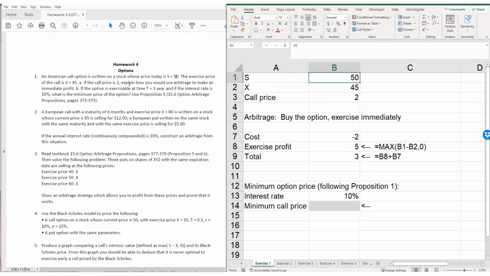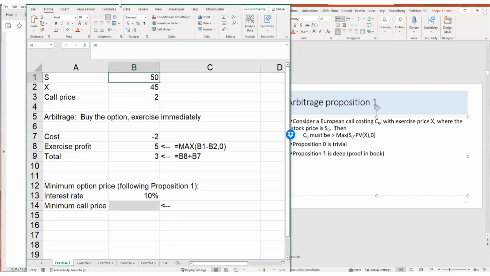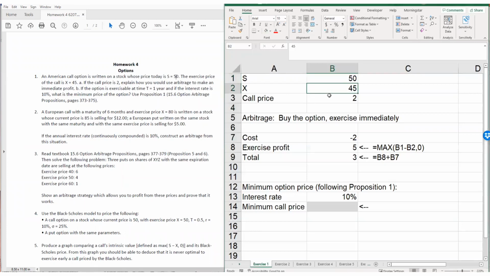So now first, explain how would you use arbitrage to make an immediate profit. So we want to make an immediate profit, meaning that we want to obtain the profits now. So let's see if the call price violates proposition 1 first. Proposition 1 is trying to say that $50 subtracting $45, $5, is it greater than the call price? So obviously, the call price is $2, it's less than $5.